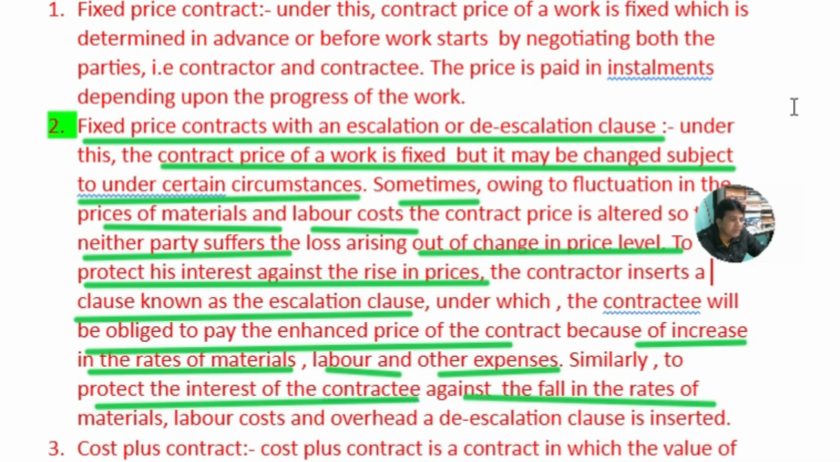So escalation means the increase in the contract price, and the de-escalation clause means a decrease in the contract price due to the fluctuation in the materials cost, labor cost and other expenses. Then the contract price will also be changed.